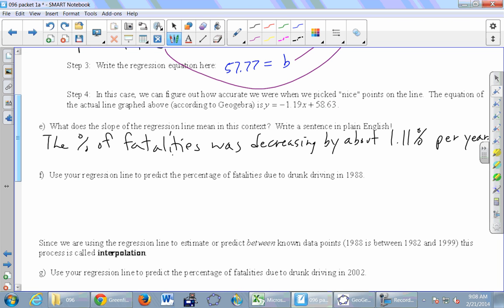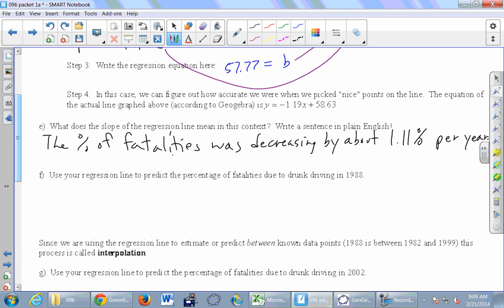And this is what I was after way back in the beginning of class. I wanted something really concrete that we could say, well, what was really happening in terms of how the percent fatalities were changing? Sure, they were decreasing. But after all this work, we finally have something concrete. They were decreasing at about 1.11% per year. Is that a perfect estimate? No. They didn't decrease by 1.11% exactly in any year. But this is the best estimate we can get to incorporate all the data that we're given.